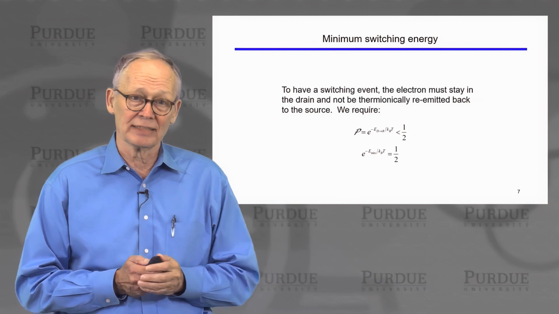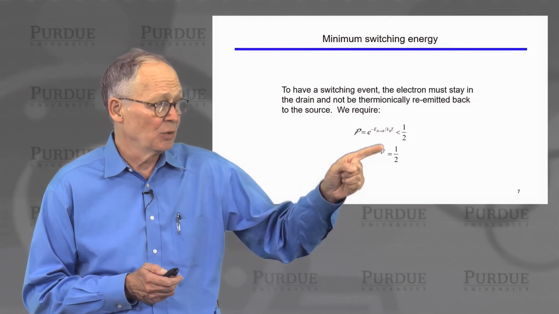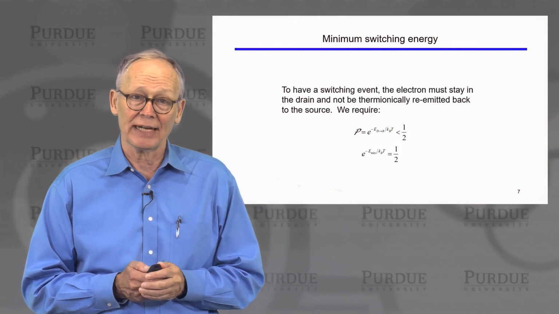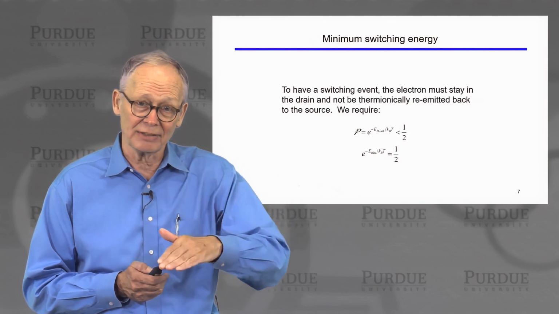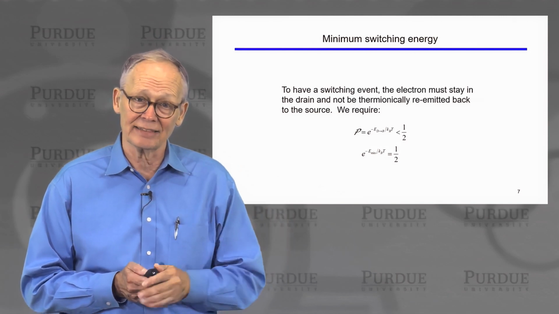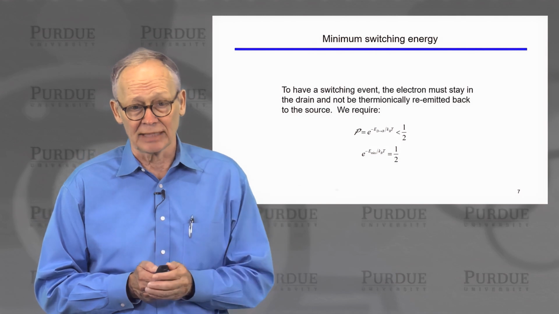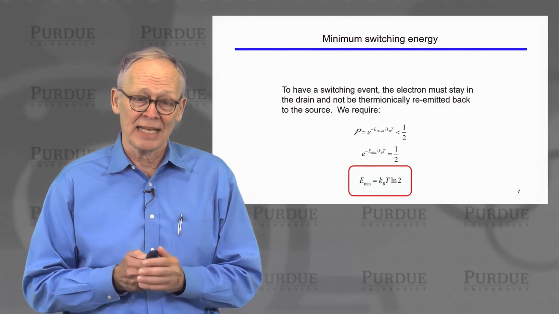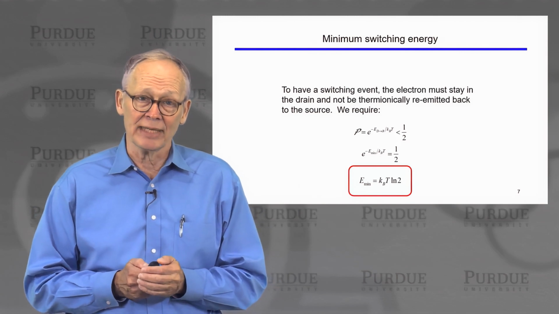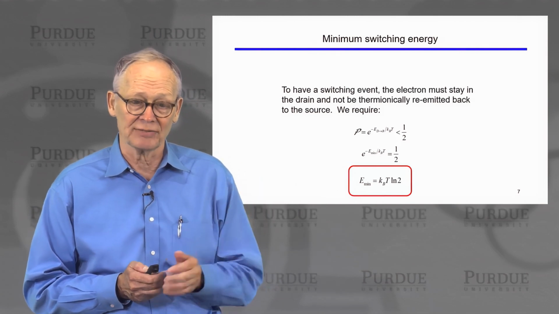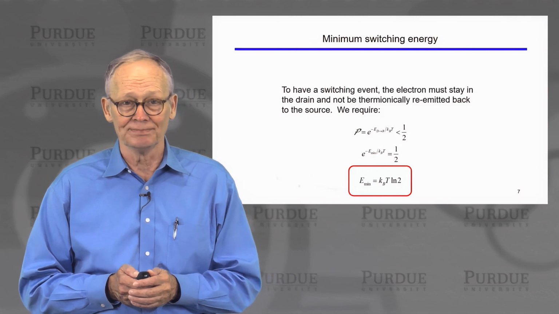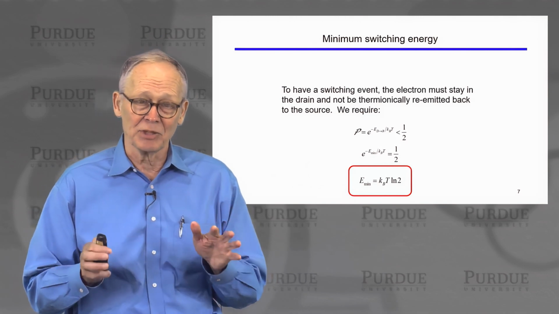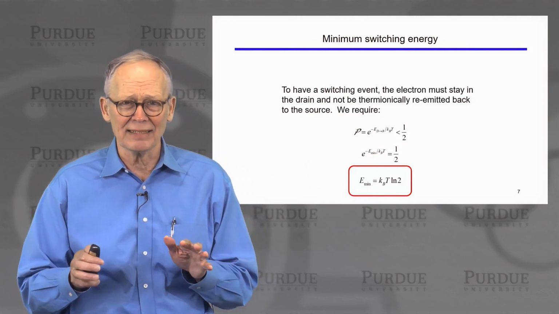The minimum then is when the probability is 1/2, we can determine what that barrier height has to be. And remember, that barrier height was the amount of energy that we had to dissipate or shed when the electron entered the drain. We simply solve this expression, and we get an answer. The minimum energy dissipation for a switching event is kT log 2. Now, this is a very familiar answer that is derived in many different ways.